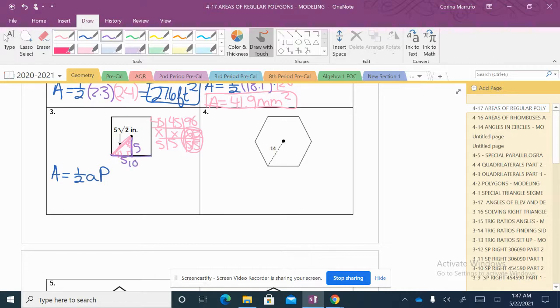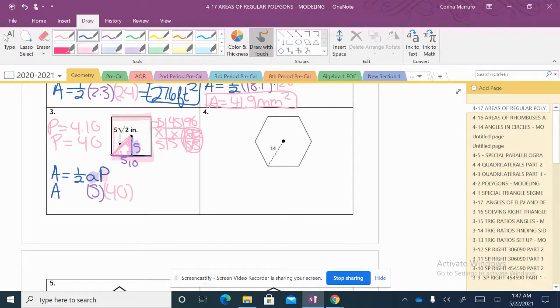Okay, so now we know our apothem is 5. So instead of a, I'm going to put a 5. In my perimeter, we can find it: 10 plus 10 plus 10 plus 10. Okay, my perimeter is 4 times 10, which is 40. So instead of P, I'm going to go ahead and put a 40.